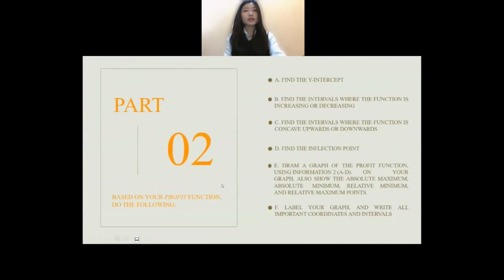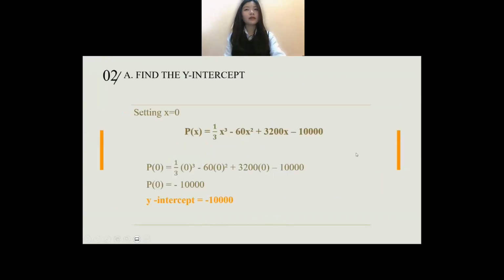Next, to part 2, there will be 6 questions. In this section, we'll be using the profit function. Therefore, to find the y-intercept, we set x equals 0. By substituting 0 into the profit function, we obtain negative 10,000. Therefore, the y-intercept equals negative 10,000.